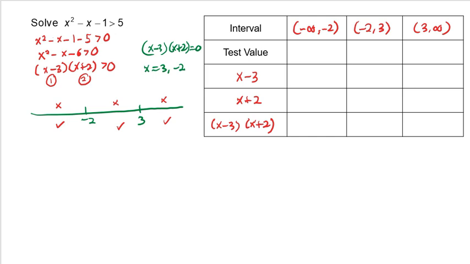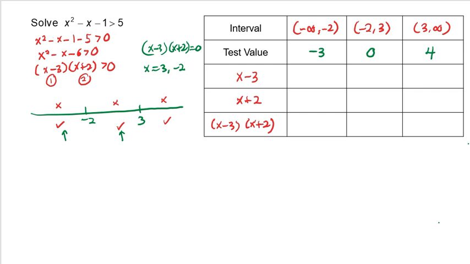Now you have to take a test value inside each interval. Pick any value as long as it's in the interval. For the first one, suppose you take negative 3. Don't take negative 2 because negative 2 is the borderline, and if you take negative 2 it will become 0. For the middle one, we can take 0, any value that is easy for you to substitute. And the last one maybe 4. You can pick any values, 4, 5, 6, and so on.